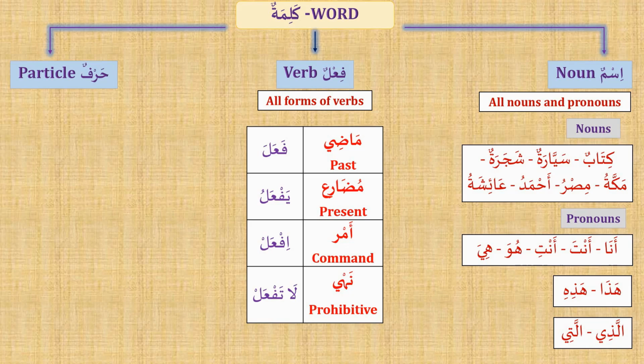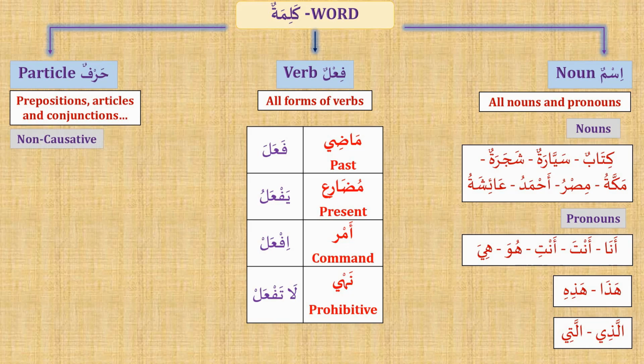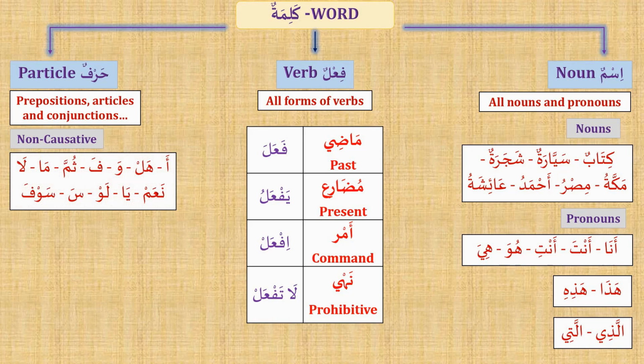The third type of كلمة is حرف, particle, that includes prepositions, articles, and conjunctions, etc. There are two types of particles. The first one, non-causative particles. Example: أ, هل, و, ف, ثم, ما, لا, نعم, يا, لو, س, سوف.